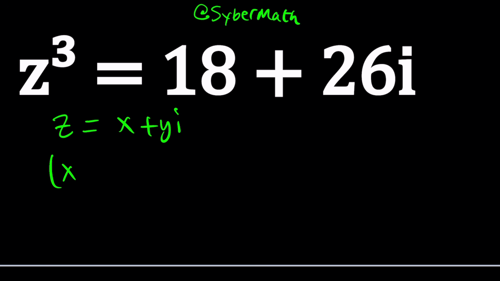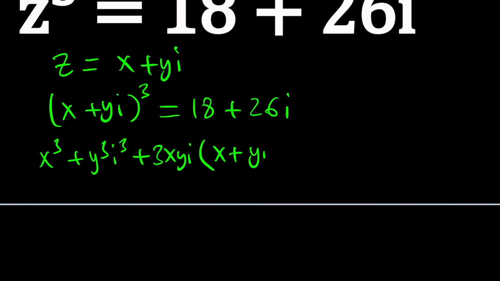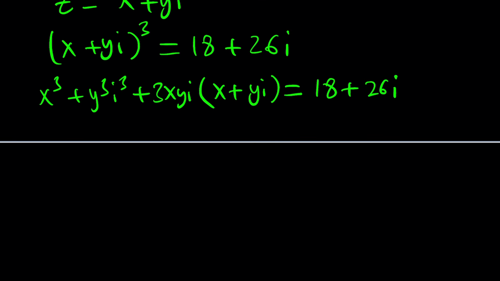So when we cube x plus yi, it should equal 18 plus 26i. So we're going to expand the left-hand side. How do you cube a sum? I usually use a formula, a cubed plus b cubed plus 3ab multiplied by a plus b. That's the formula I use. You can use the binomial theorem directly if you want.